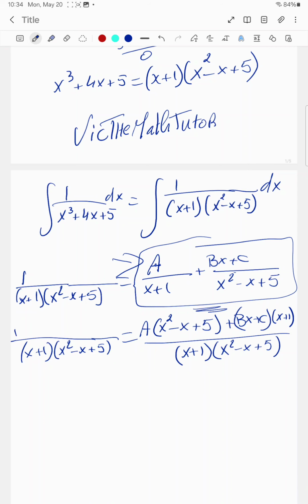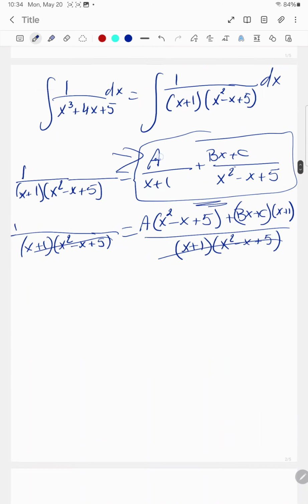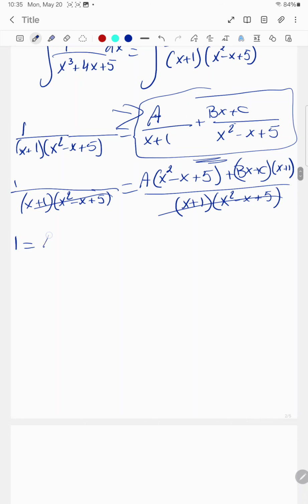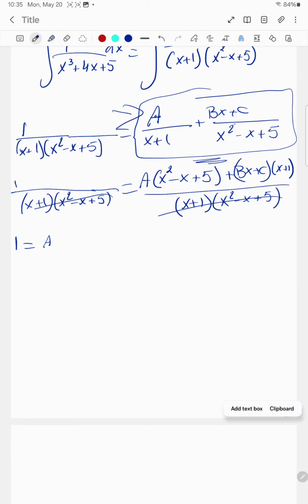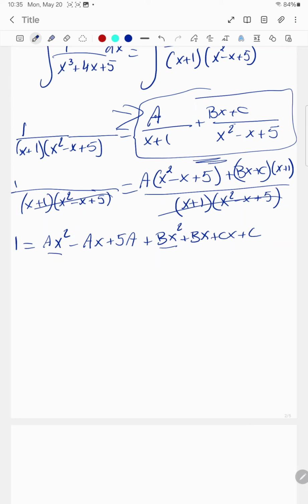Anyway, now that I have the common denominator on both sides of my equality, I can take out the denominator on both sides. So now I have 1 equal a, and let's develop a multiplied by x squared minus x plus 5. So it becomes ax squared minus ax plus 5a, plus, and let's develop the other one, bx times x is bx squared plus bx, because bx times 1, plus cx plus c, and we don't have a denominator. Now let's factor out the similar variables.